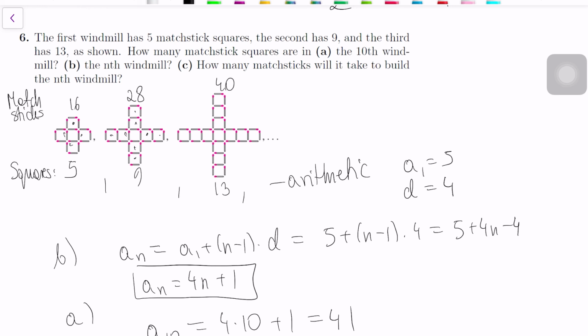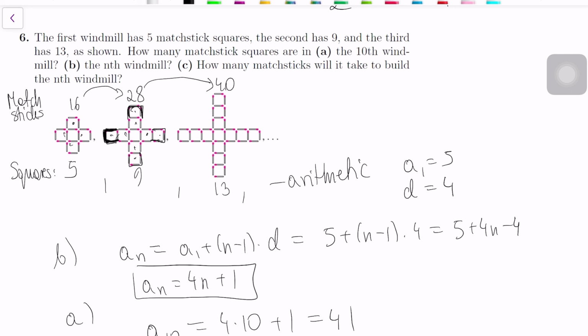So here it's also arithmetic, but the difference is 12. You add 12, you have 28. You add another 12, you have 40. Why do you keep adding 12? Because you're building the squares on those 4 arms, and you only add 3 sticks for each square. So 4 times 3 is 12. Every time you're going to add 12 more sticks to build those extra outer squares.